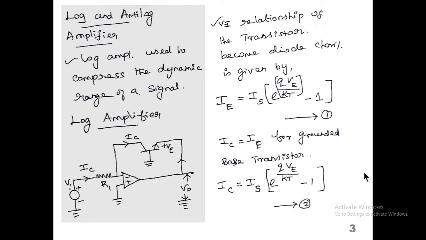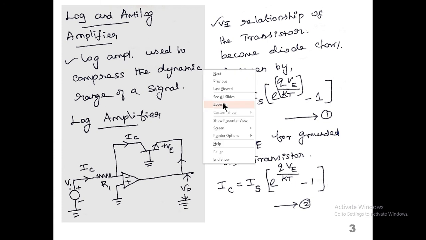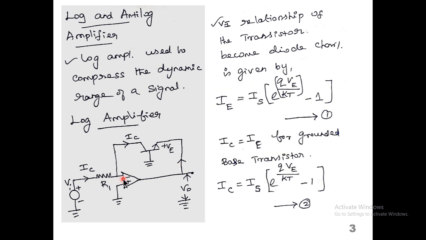Let's see the logarithmic amplifier first. This is the circuit of the logarithmic amplifier. Using the circuit, let's see the small analysis behind it. In an op amp, usually we connect a feedback resistor in the feedback path. Here, one BJT is connected in the feedback path. The emitter is connected to the output, and the collector is connected to the negative terminal of the op amp.